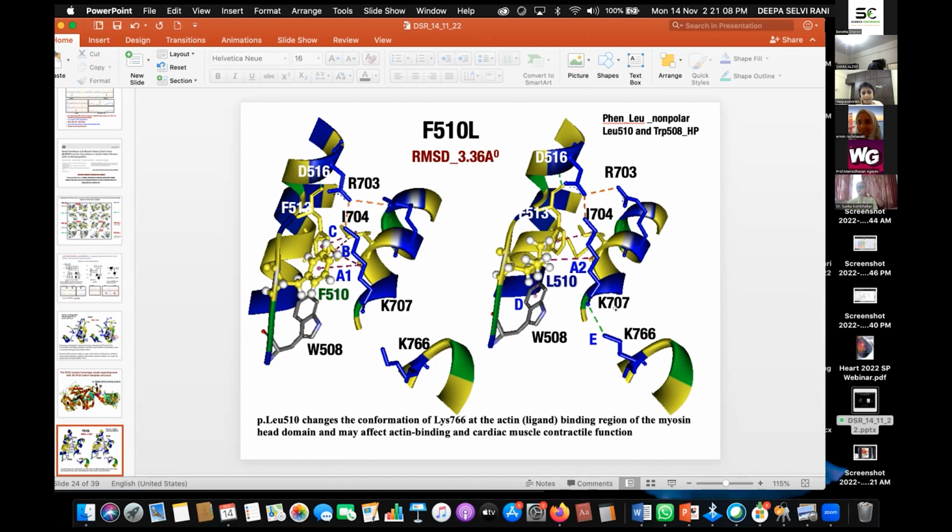But the thing is, lysine is a crucial molecule here, because this myosin head carries the active site, and actin goes and binds to this one. This molecule happens to be in the ligand binding site. So the contraction itself gets disturbed here.